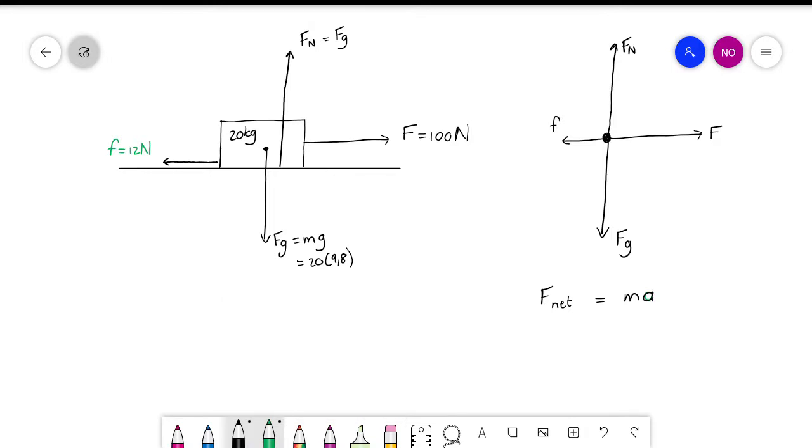Okay. Do we have F net yet? No, I don't. But I can calculate it. So let's do that. I'm going to say in this, I'm picking to the right as positive.